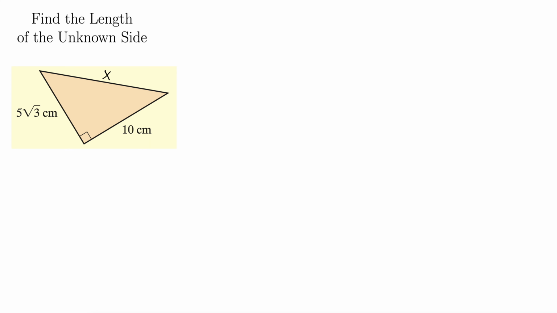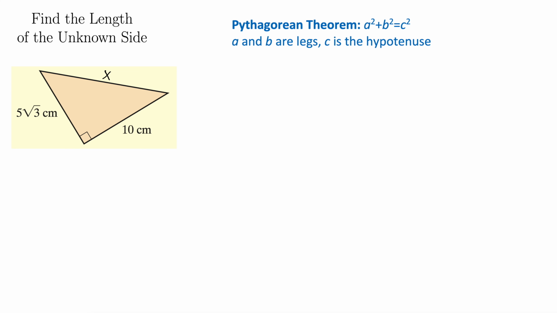Well, anytime you see a right triangle and they're talking about lengths, the first theorem you should think of is always the Pythagorean theorem. A squared plus b squared equals c squared. A and B can be either of the legs, so I'll just arbitrarily choose that one to be A and that one to be B, but C always has to be the hypotenuse in this formula. Okay, so let's plug all this in.